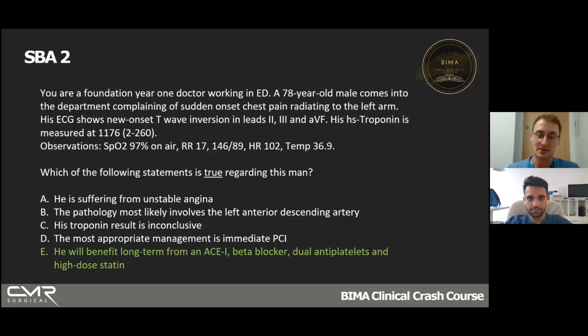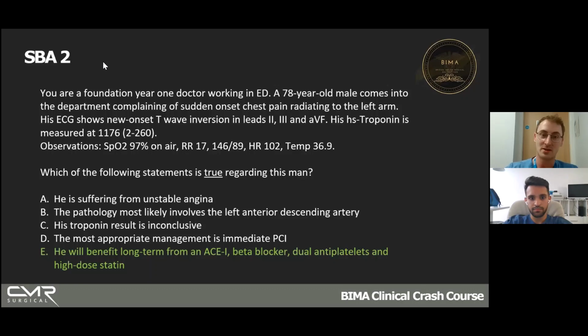So A, he is suffering from unstable angina. Remember what we said about how troponin is released when cells infarct or they die. In unstable angina, there's no death of any cardiac cells, so the troponin isn't released. This guy's troponin is sky high, so that's why he's not got unstable angina. He's got what's called an N-STEMI.